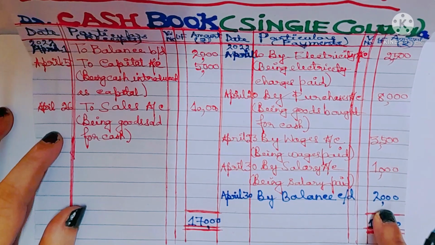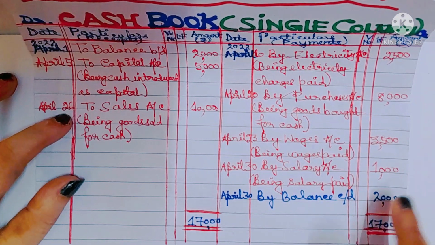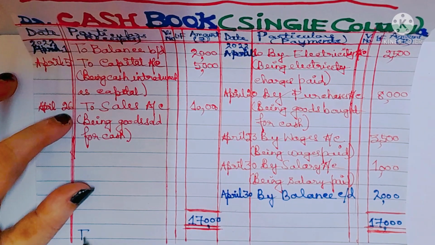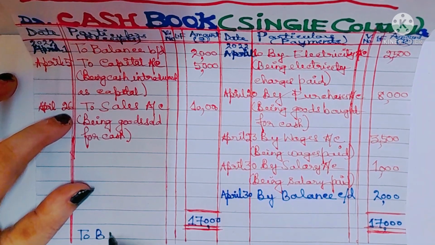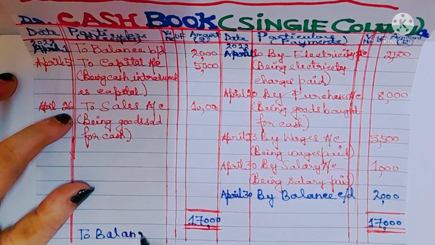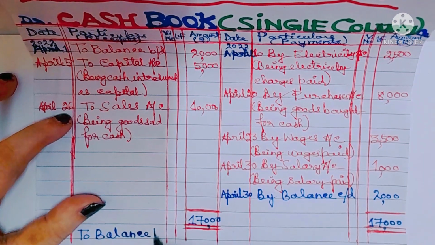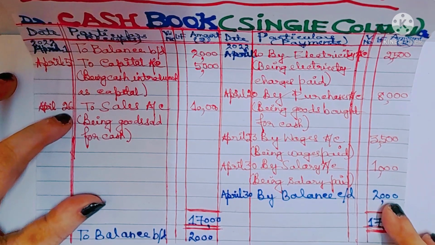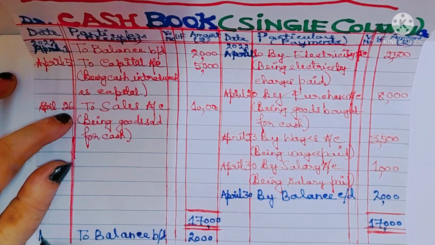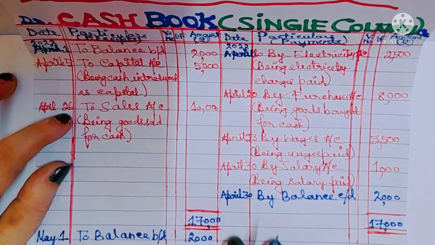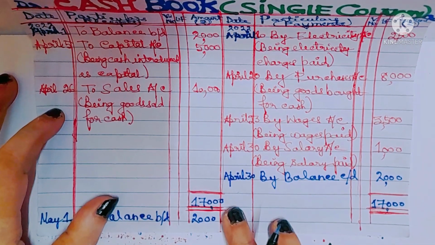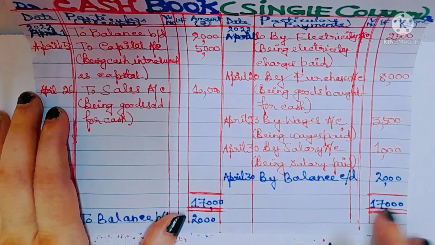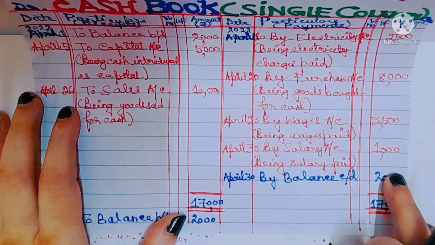2,000. This closing cash will be the opening cash. So we'll have to write to balance BD. Always by balance CD will be brought down beneath the debit total because Baba has not shut down the business. Baba will continue the business. So to balance BD 2,000. This is the closing cash and this closing cash will become the opening cash and the date will be the next day, 1st May. Okay. Now see, the cash book has been balanced. Debit side 17,000, credit side 17,000. There was a shortfall of 2,000, but we have balanced it.